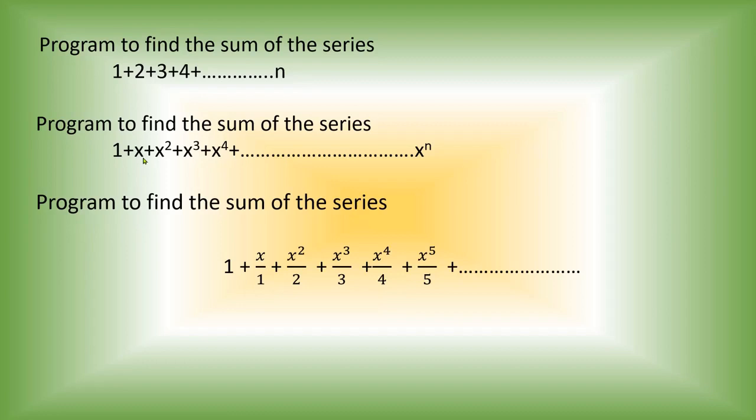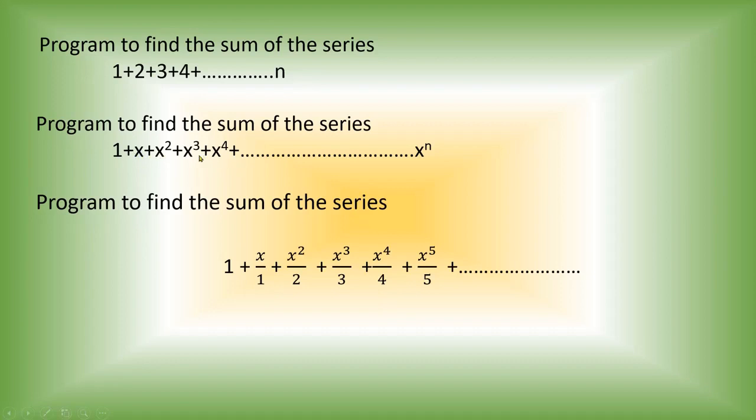And what are the inputs for this program? The first input is n. The value of n you have to accept, that means till where the series should be repeated. So the value of n you have to accept. That is the first step. Second step, you have to accept the value of x also.